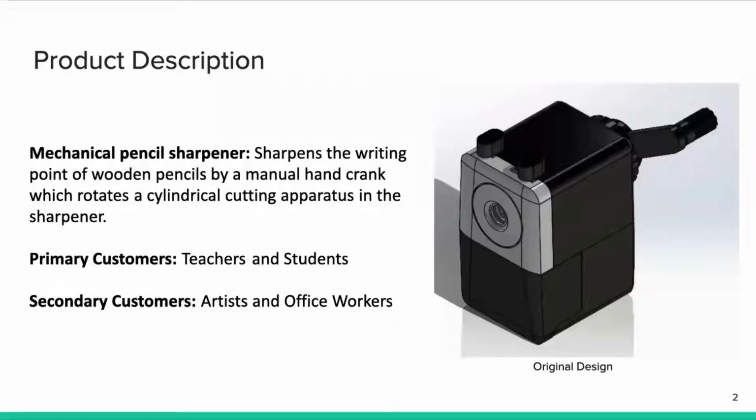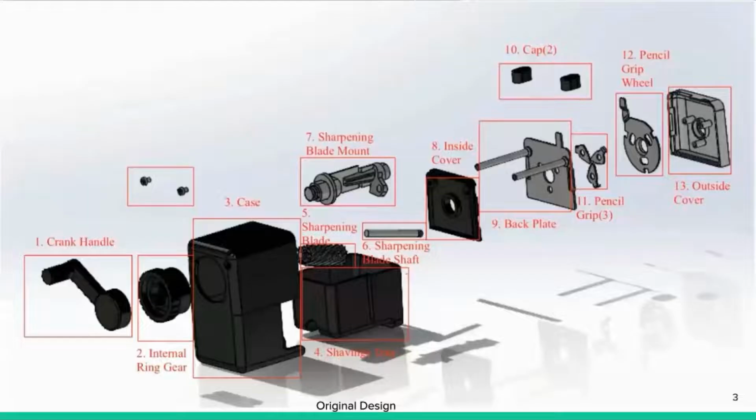The mechanical pencil sharpener is a tool that sharpens the writing point of wooden pencils, which is powered by a hand crank that rotates a cylindrical cutting apparatus in the sharpener. For the sharpener, our primary customers are students and teachers, while secondary customers are artists and office workers. Here's an exploded view of the original design. This view allows our team to better understand how the sharpener functions.